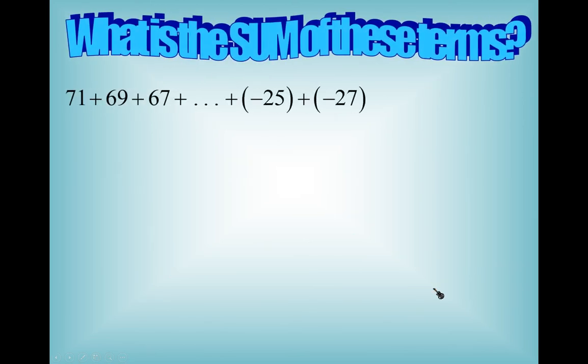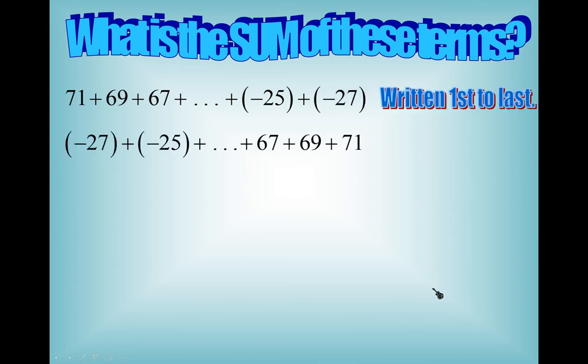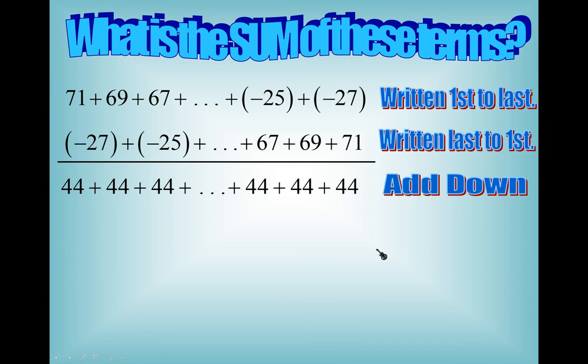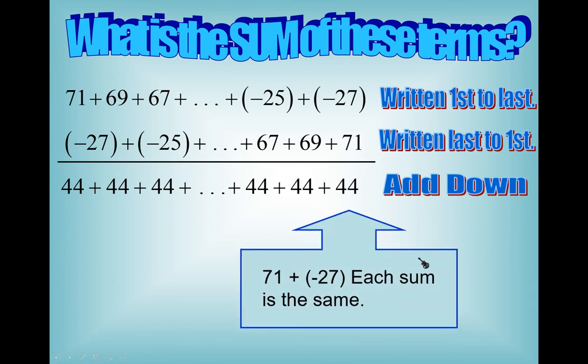Yan yung given natin kanina. So, ano kayong sagot dyan? Written first, last yan. Written last, first. Binaliktad lang natin. Tignan yung mabuti. So, pag-add lang. Simplify. 44, 44, 44, 44. Diba? Add down. 71 plus negative 27, each sum is the same. So, 44 ang sum. Ito po yung simplification natin.